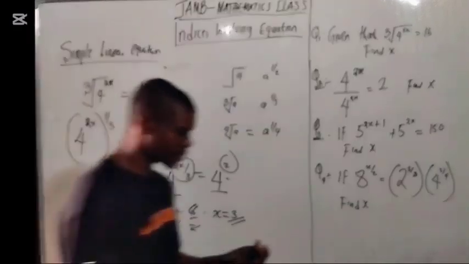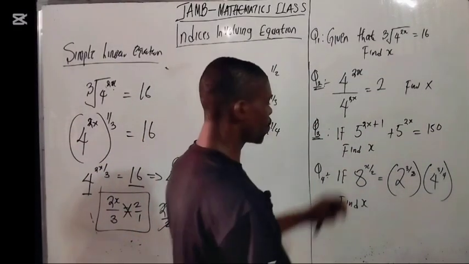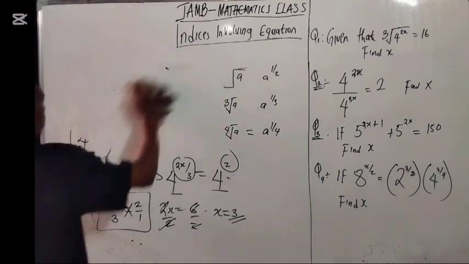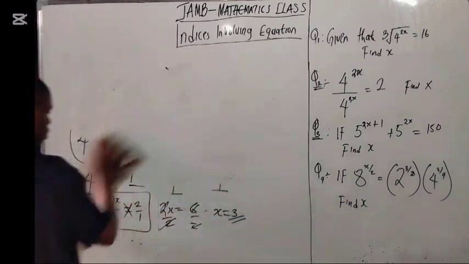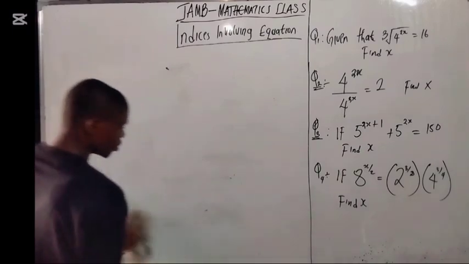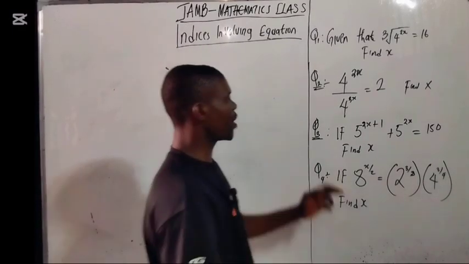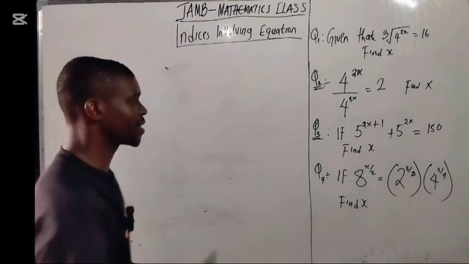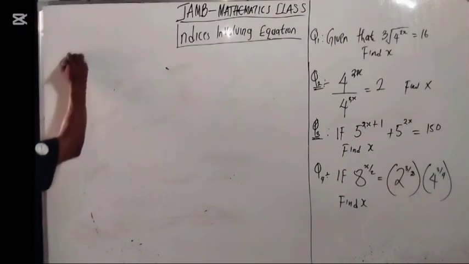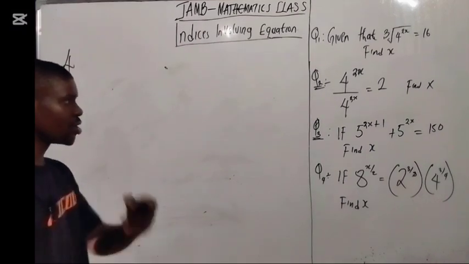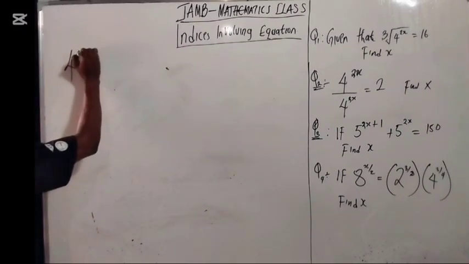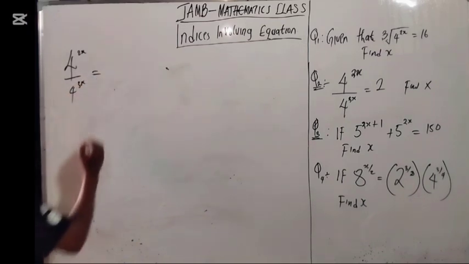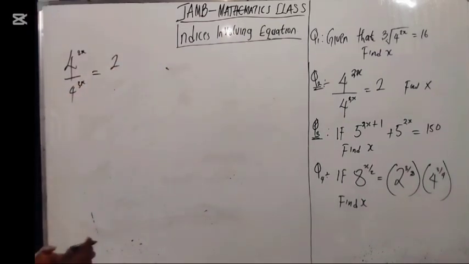So let's solve the second one. Let's look at the second question. If you look at it here, we have 4 raised to 2x over 4 raised to 3x equals 2. Find x. So how do you solve this? You can pause the video and see how you can solve it. The idea here is to look for x.